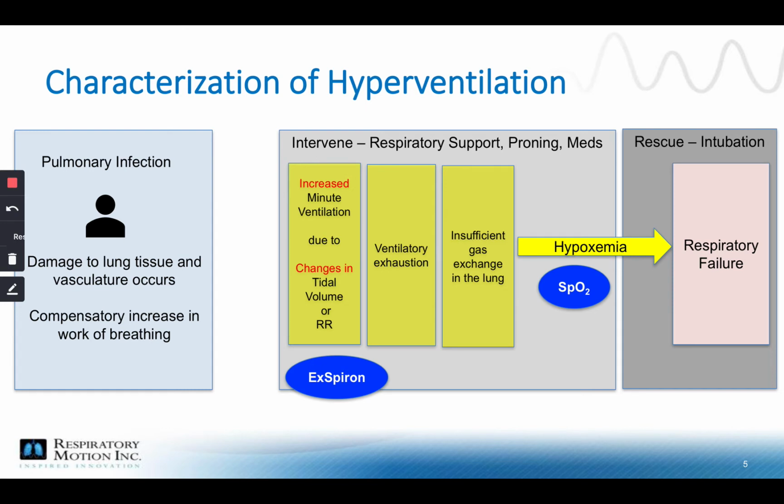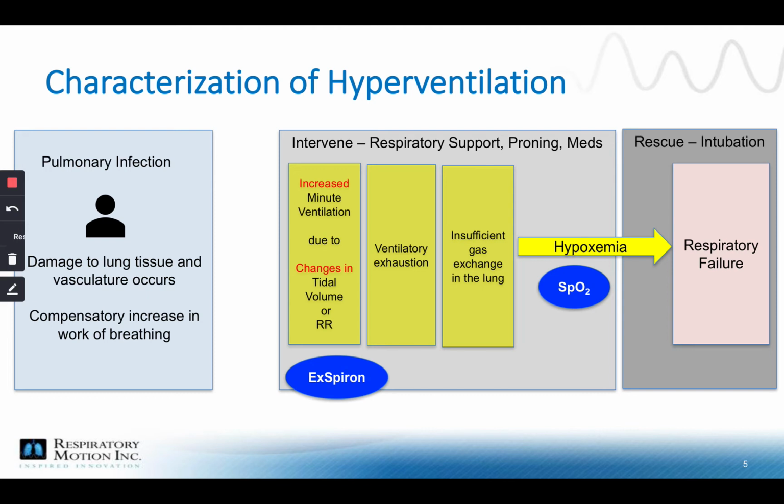The patient's ventilatory system will no longer be able to compensate. Insufficient gas exchange within the lung occurs, and hypoxemia and respiratory failure ensues. With ExSpiron monitoring, the increased minute ventilation is detected, and both tidal volume and respiratory rate are displayed. This gives early warning and helps characterize the patient's ventilatory status.